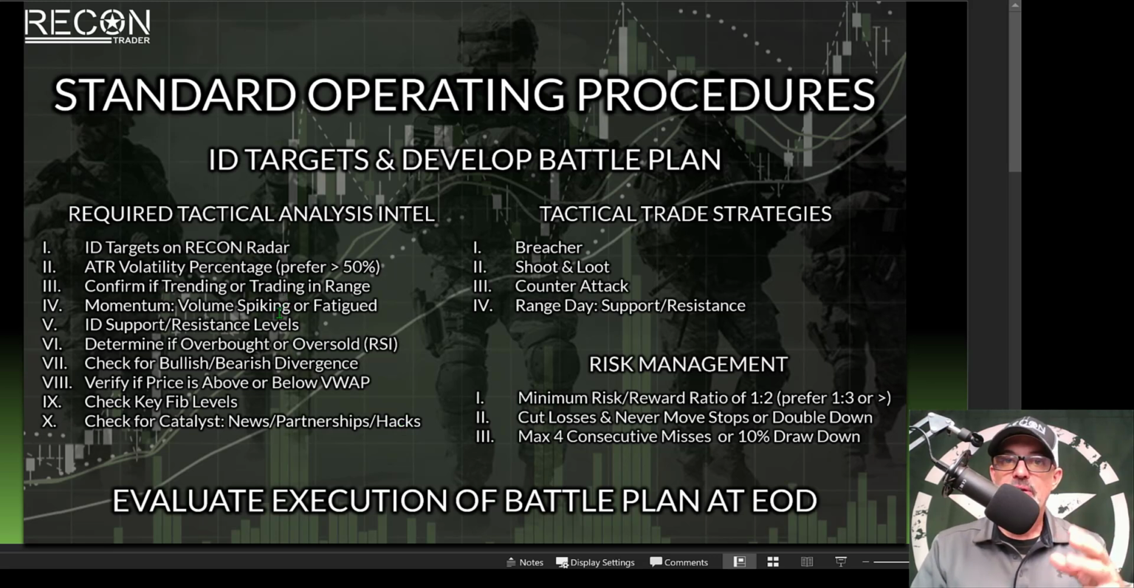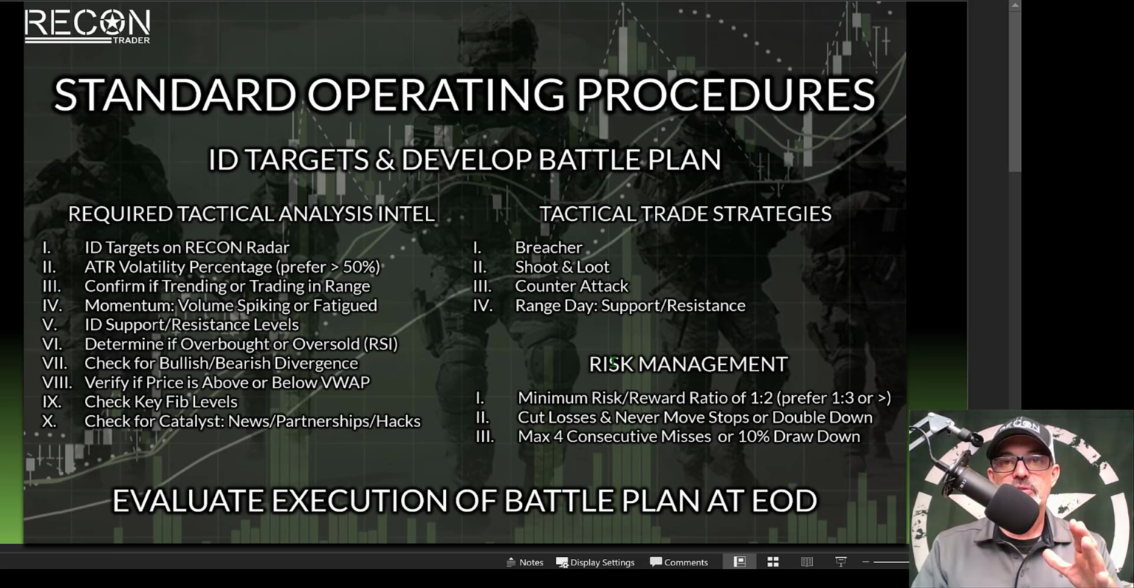Now, once I've ID'd a possible target, I need to decide what trading strategy I want to go with. I basically have 4 go-to trading strategies. There's a couple others I use, but the main 4 I use on a daily basis are my breacher trade, shoot and loot, counterattack, and my range day trade. For this small account challenge, I will more than likely be doing a lot of shoot and loot as I'm trying to build the account size.